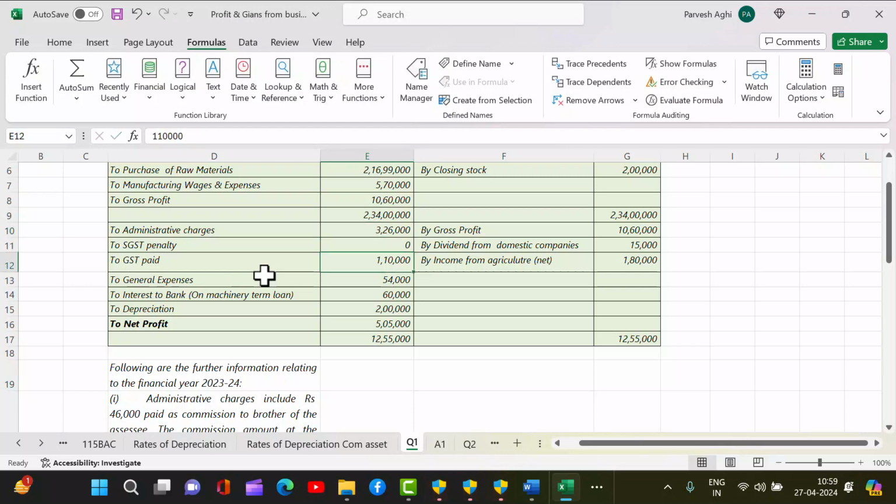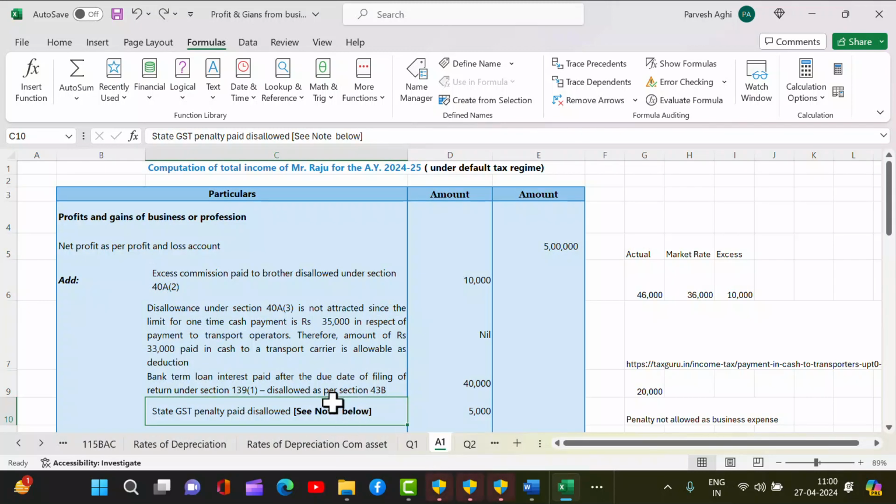So you can't claim this. That means your profit should be 5,05,000 for paying income tax, because penalties are not allowed. If you have paid any penalty for either income tax or GST or any other penalty under any law, then it will not be allowed as an expense. Okay. Is that clear?